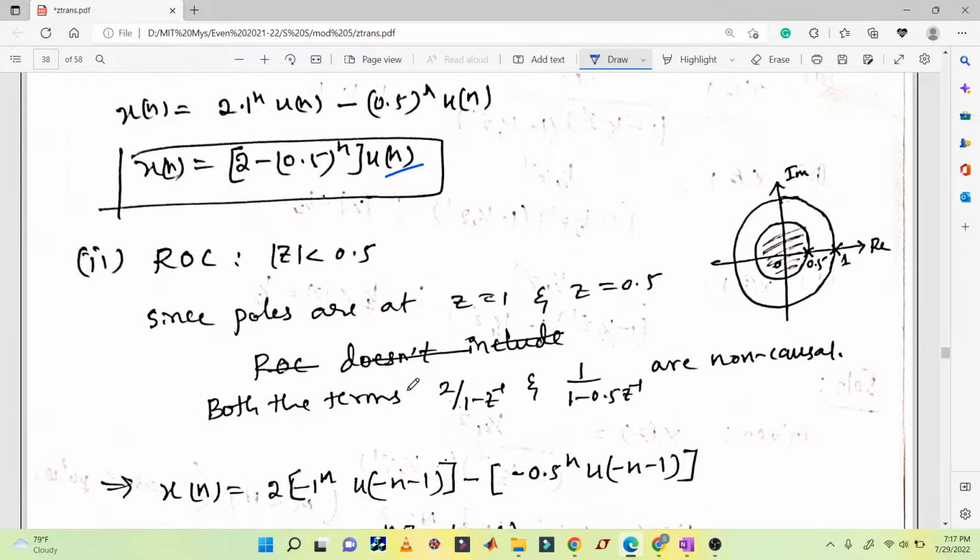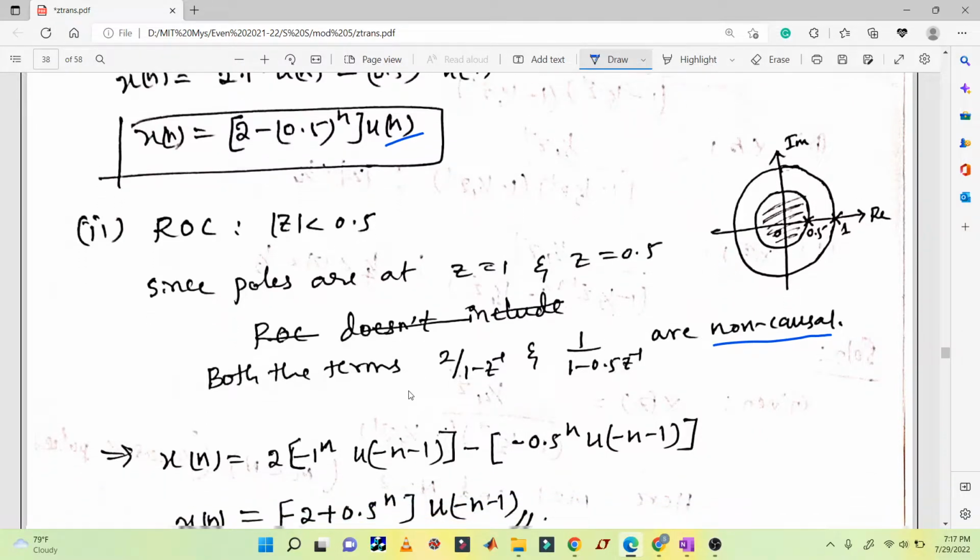Left sided sequences are called non causal. Both are non causal. Okay.